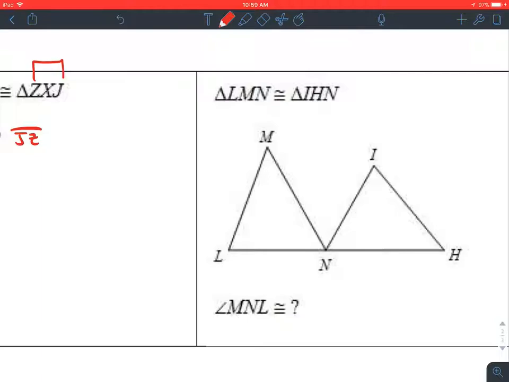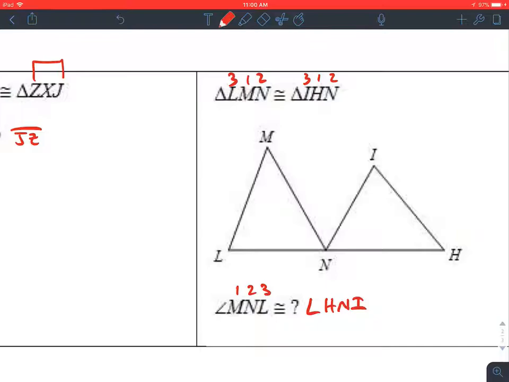So we got angle MNL. That's going to be congruent to HNI. Just naming them in the same order. MNL is going to be congruent to HNI. Just going to show you how this relates to the picture. This is not work you would have to do for this particular problem, but if you're asked to find measures of things, you'd want to do this work.